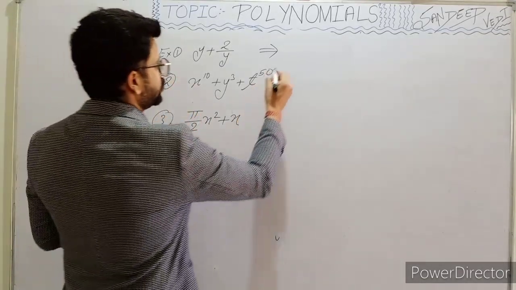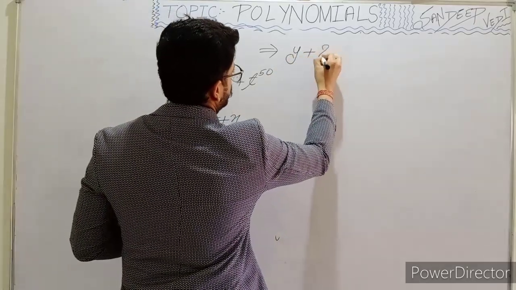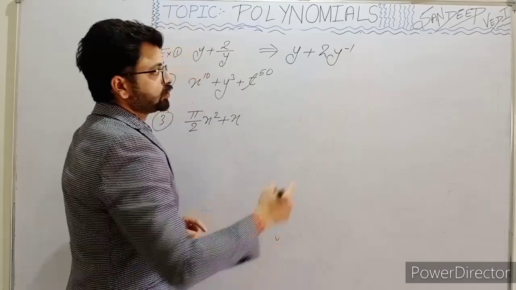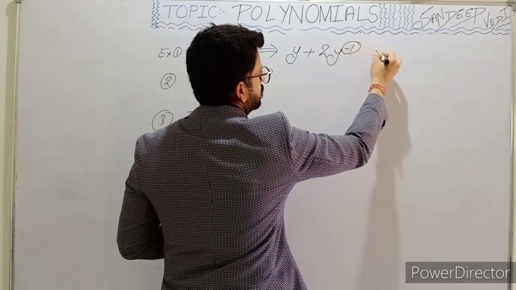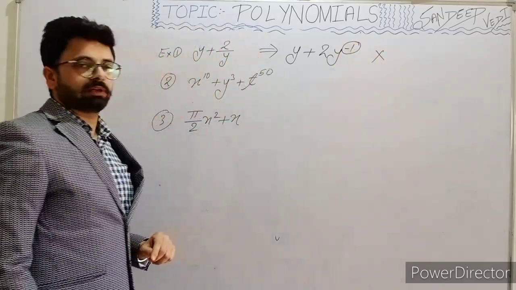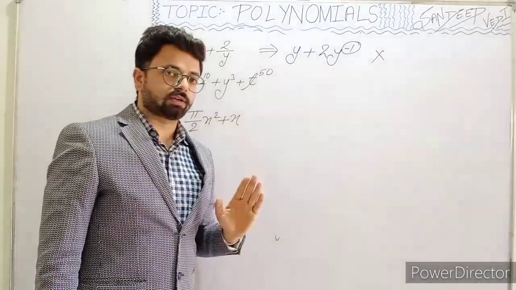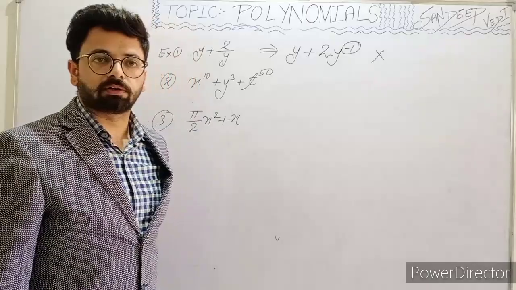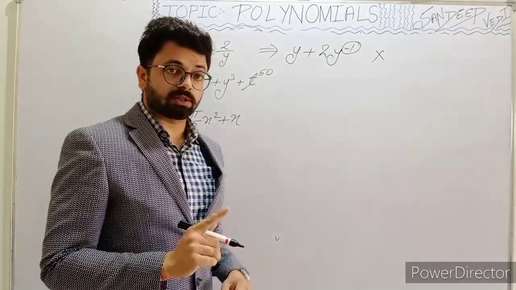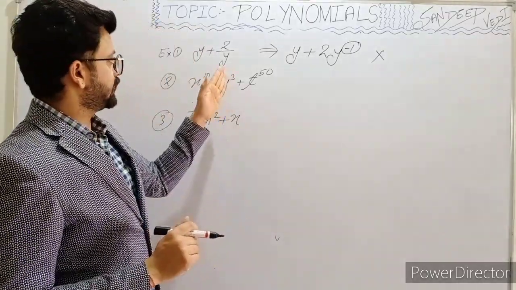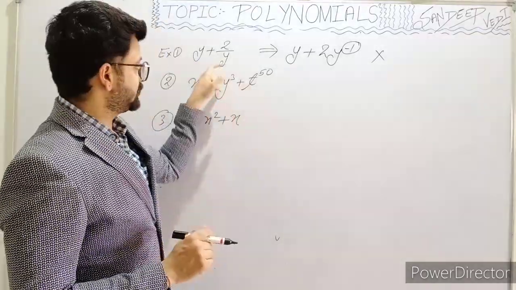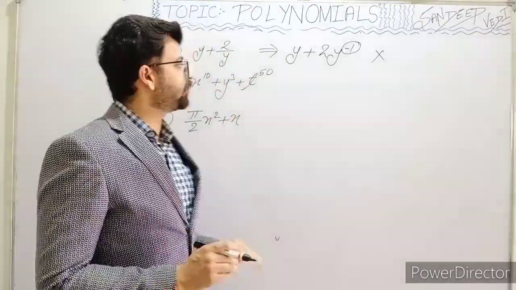Why? I am telling you. In simplified form, this y goes upstairs and its power will be negative. So this minus 1 is not a whole number, so this is not a polynomial. Because all the powers of the variable are not whole numbers. And in this example, it is one variable: an algebraic expression in one variable, not a polynomial.